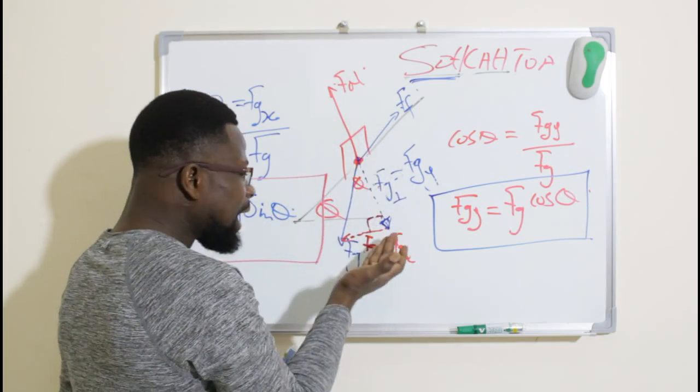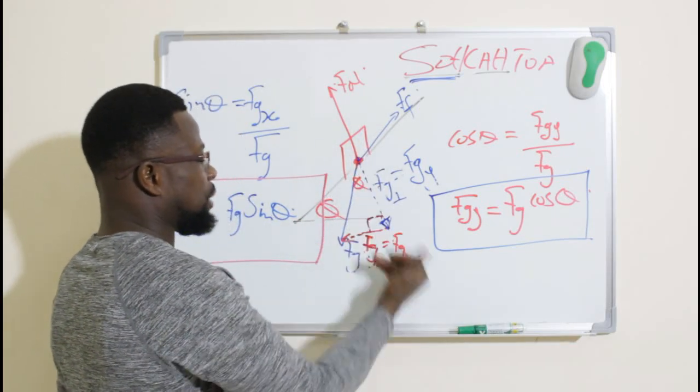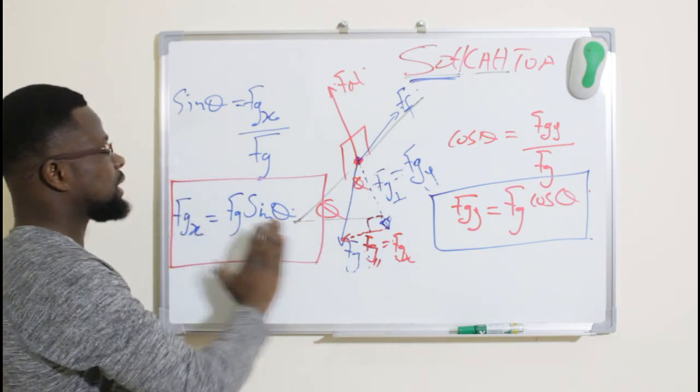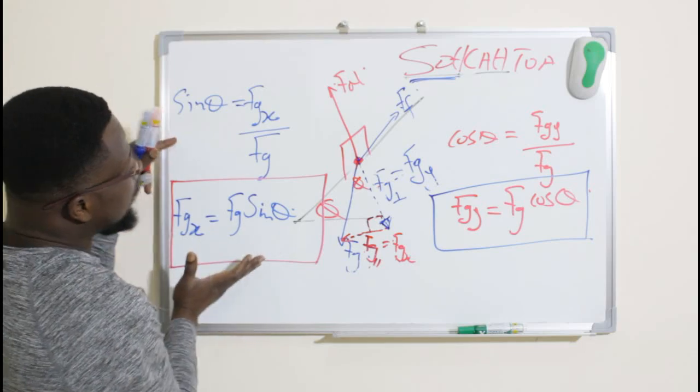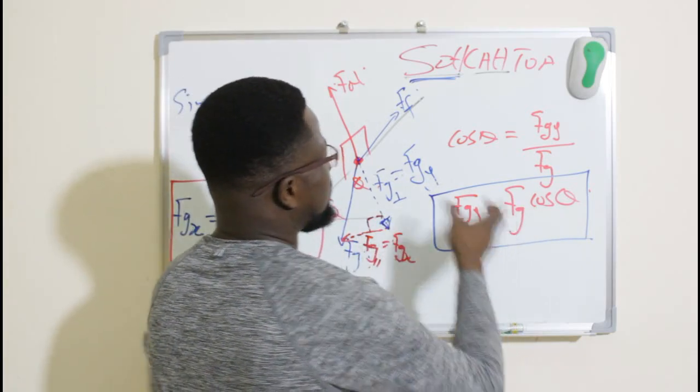The FGX component of the weight. The weight which is parallel to the incline. So we make use of this to find out.